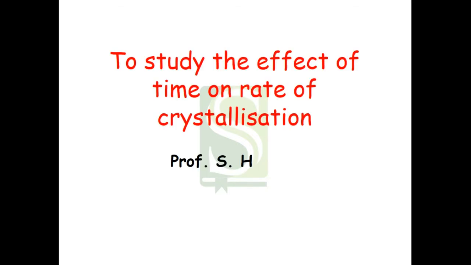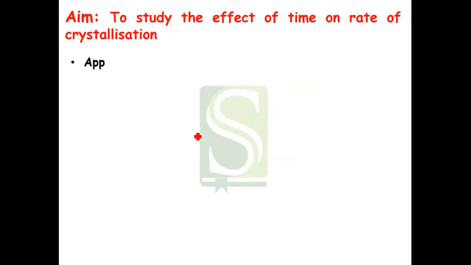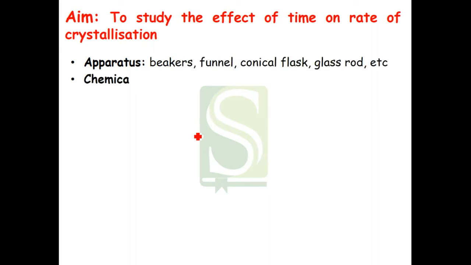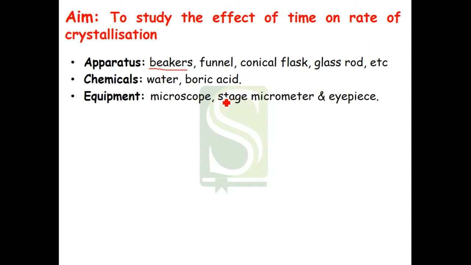Today we are going to see the performance of the experiment to study the effect of time on the rate of crystallization. So the requirement for this experiment is we are going to require a lot of beakers, funnel, conical flask, glass rod, etc. In chemicals we will require water, boric acid, and in equipment we are going to use microscope, stage micrometer, and eyepiece.